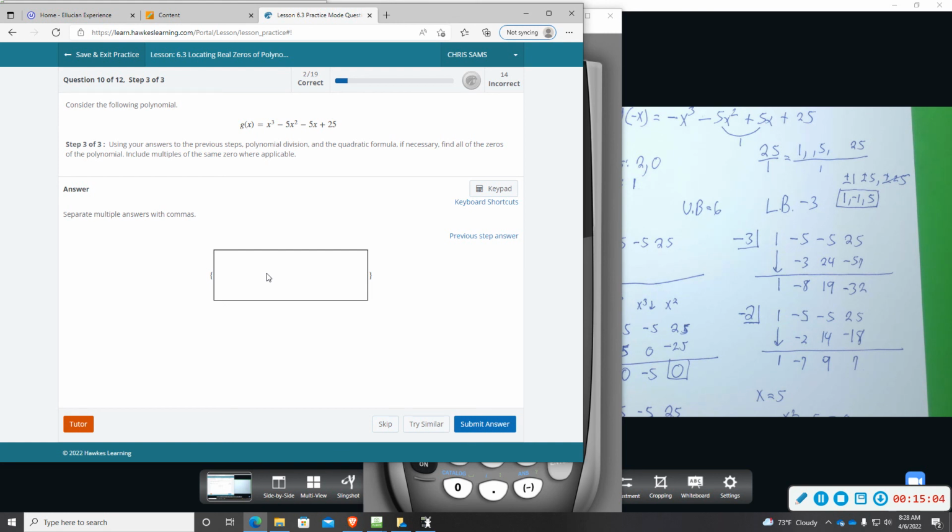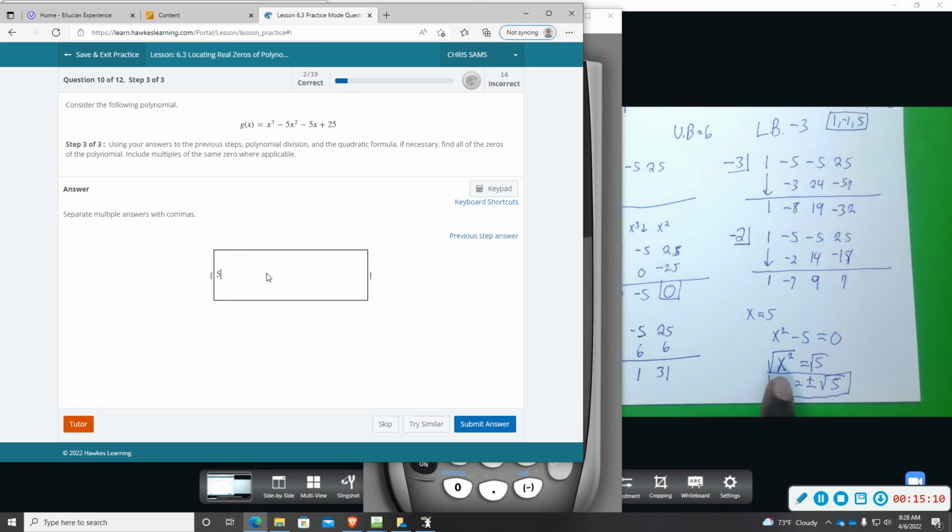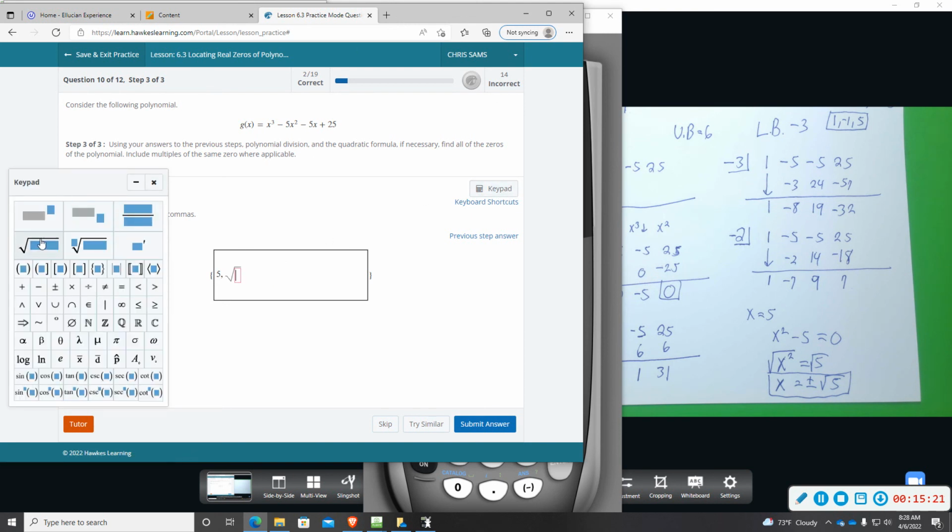So now we want to input our zeros. So we have 5, and then at the bottom, solving for x squared equals 5, we got positive square root of 5 and comma negative square root of 5.